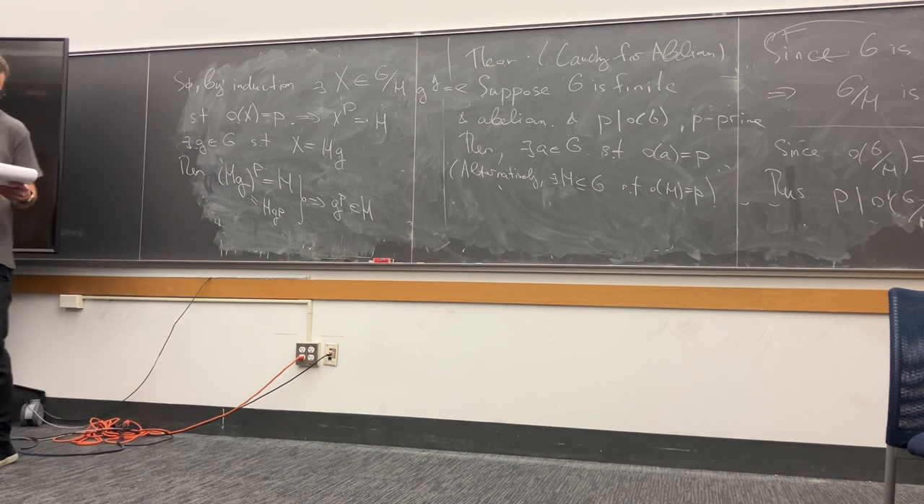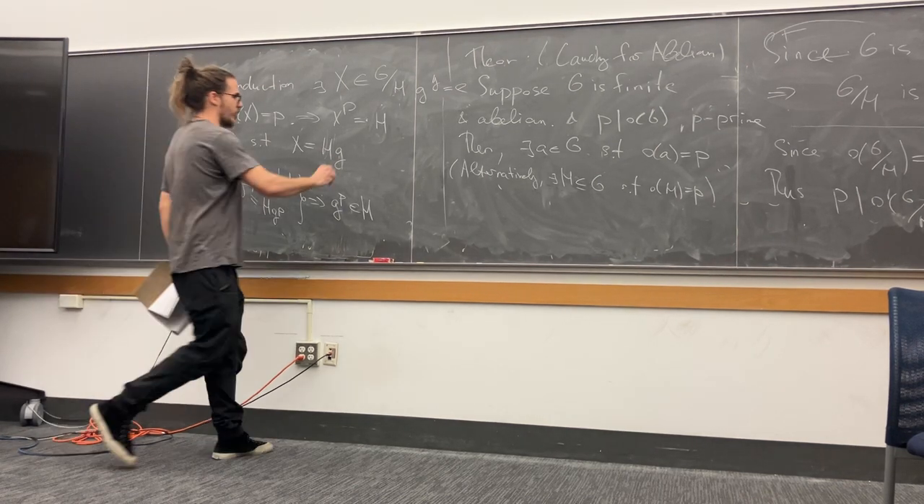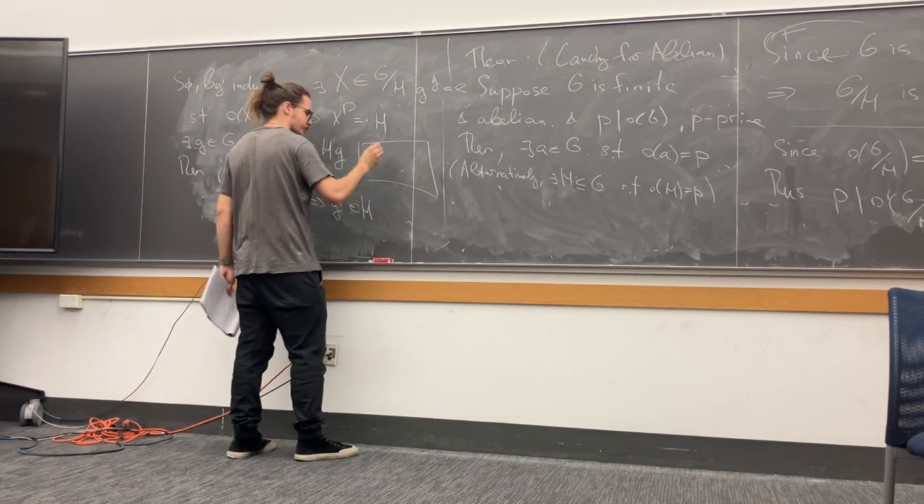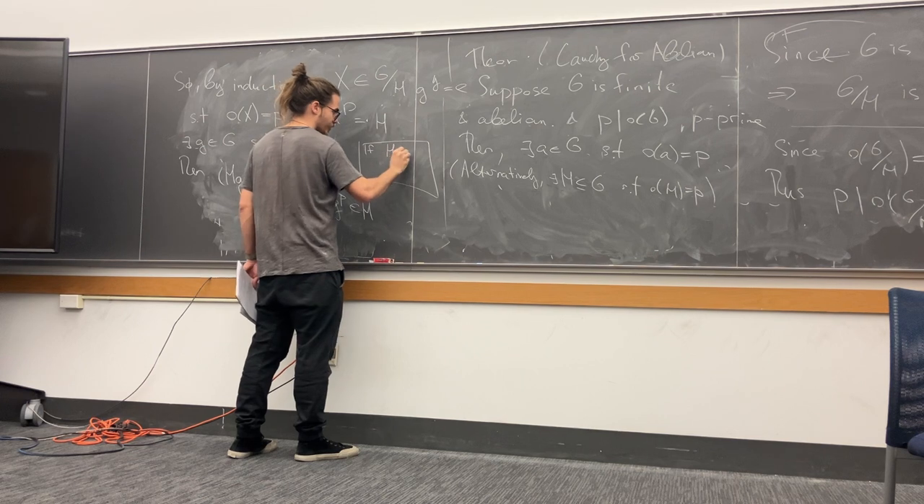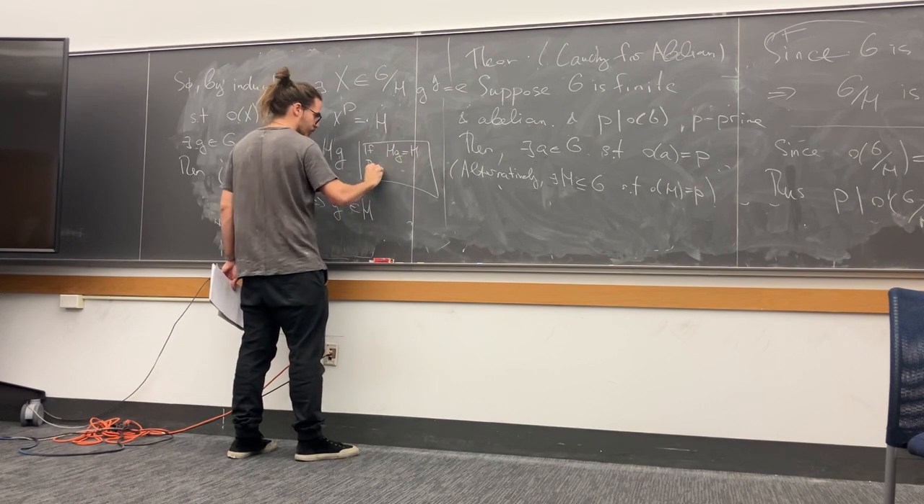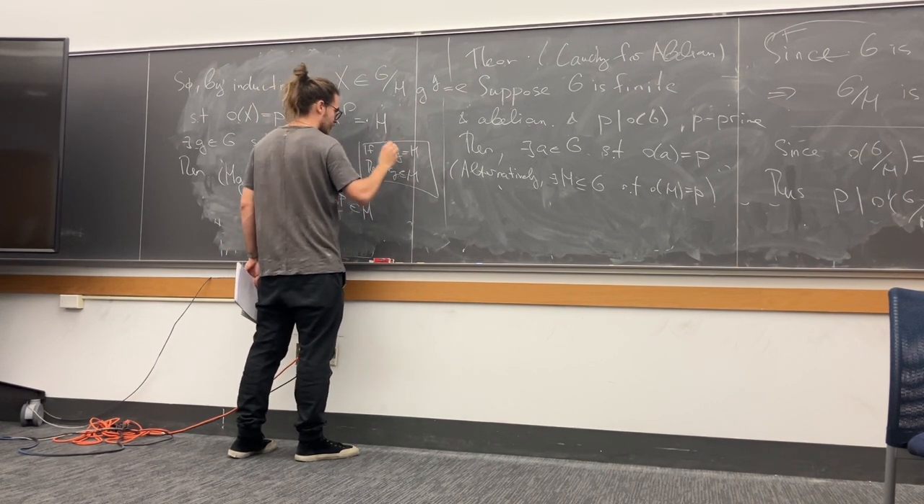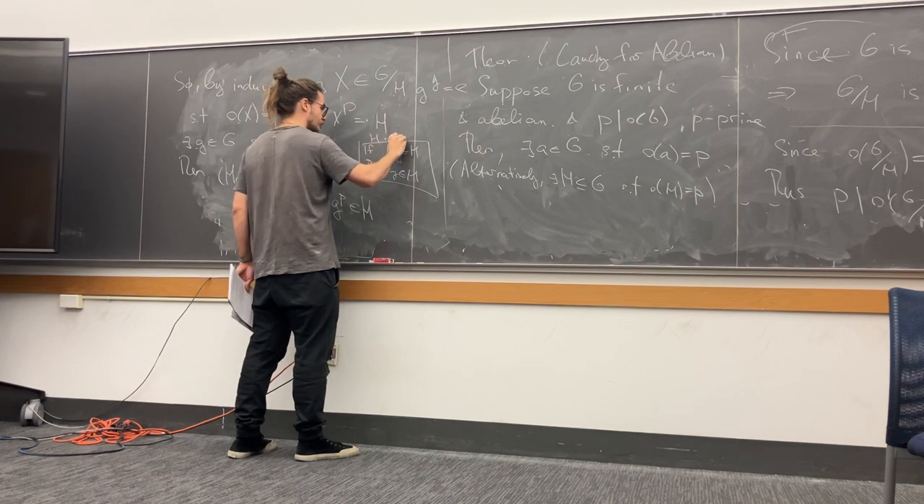How do you know that g to the power p is in h? Because hg to the power p is equal to h, and any set times something in the set stays in the set. Preparation for the midterm: prove that if hg is equal to h, then g is in h, and assume that h is normal here.